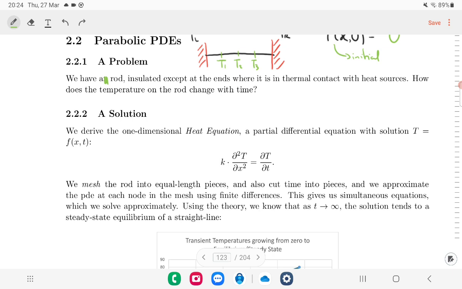At each node, we're going to approximate the partial differential equation with finite differences, and we'll get simultaneous equations. But the way we do it, the simultaneous equations are going to be so simple. It's going to be very easy to solve them. They're going to be hilariously easy to solve as equations. It'll actually end up looking more like Euler's method.